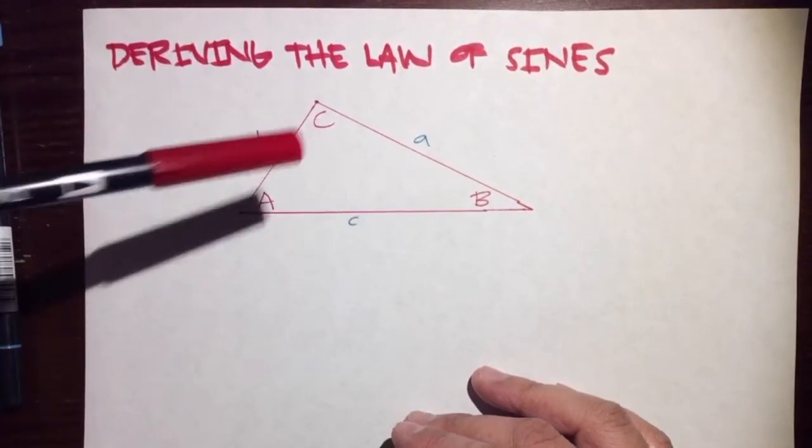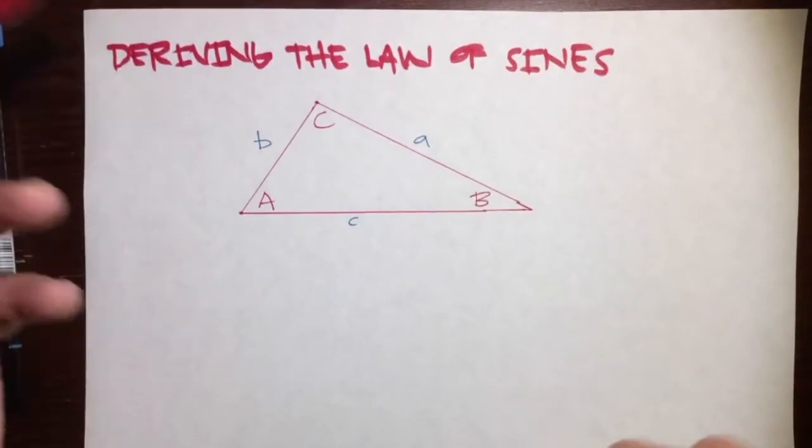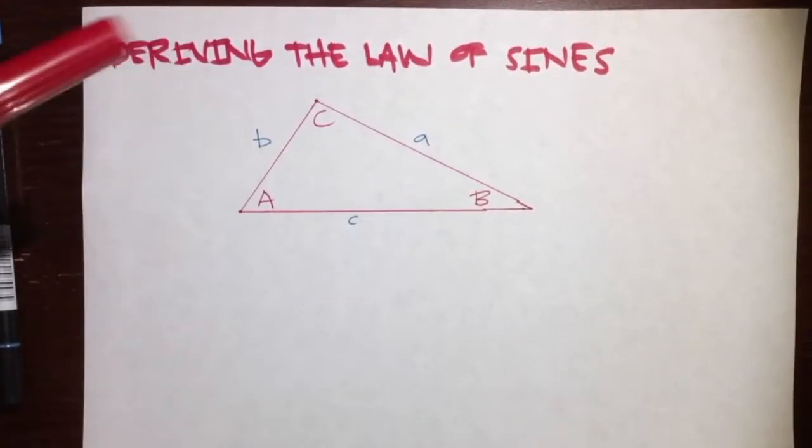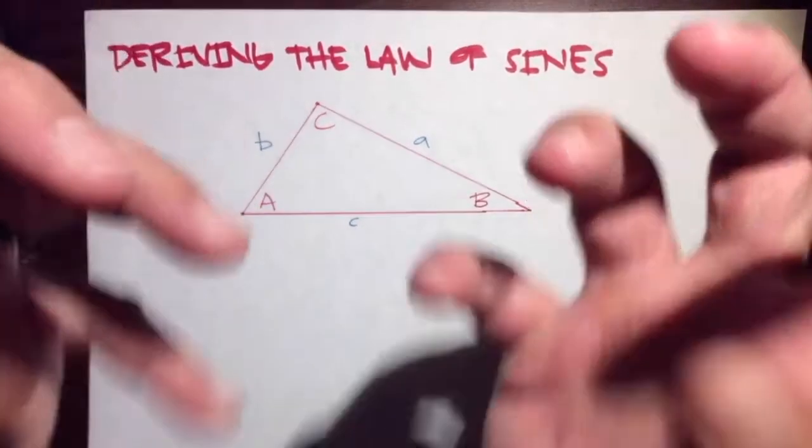I drew a random triangle here. I don't know if it's a right triangle. It looks obtuse to me, but we'll never know because I don't have a protractor and I don't want to measure it. But we're going to derive this new law called the law of sines.